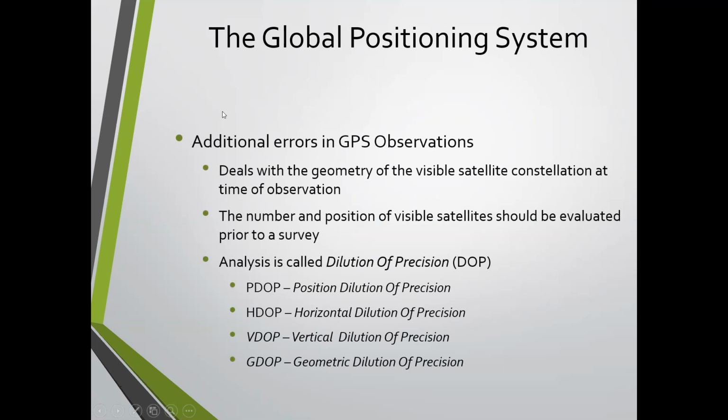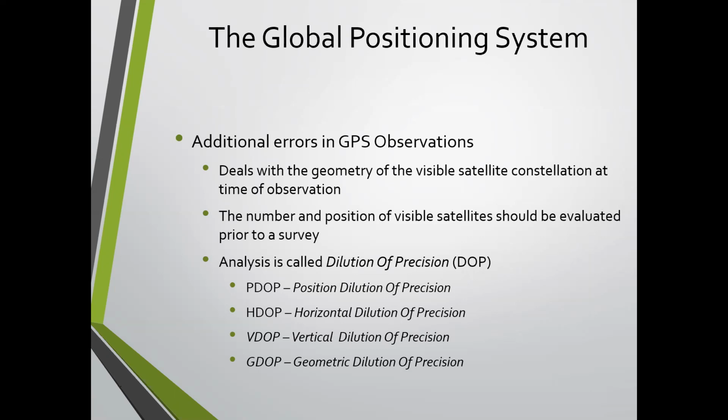Okay, so we talk about errors associated with GPS observation. Again, probably should switch this over to GNSS errors, because this is really true for any type of system that you're using. But remember, when we talk about GPS, we're really talking about the US system. So we have a couple of different kinds that we talk about, and these, what we call the geometry of your visible satellite constellation at time of observation.